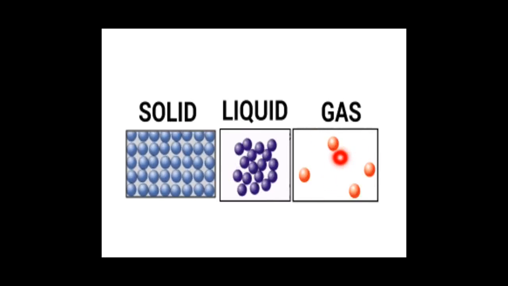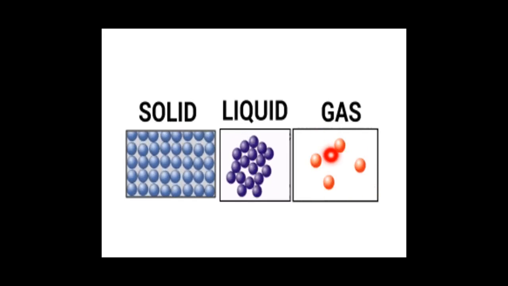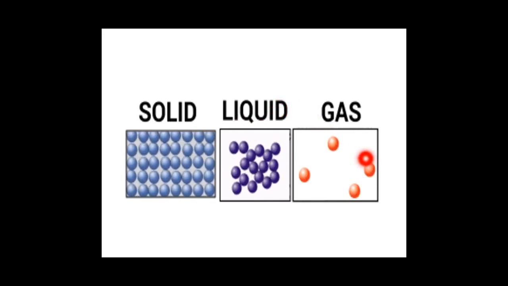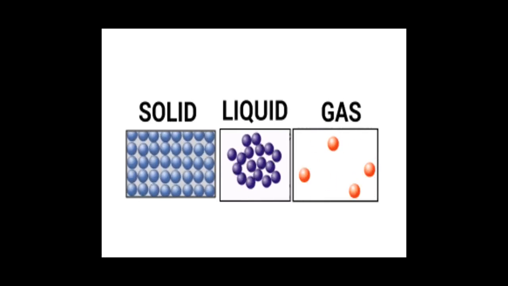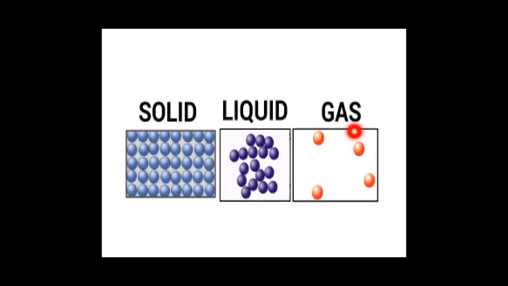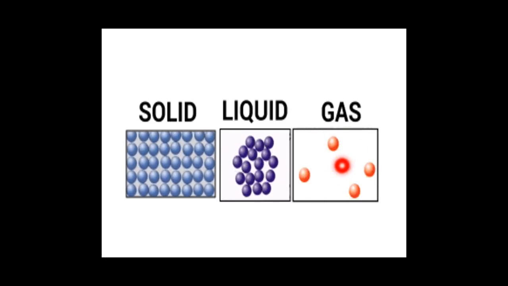Gases have the weakest intermolecular forces as compared to solids and liquids. They have maximum intermolecular space as compared to solids and liquids. They do not have definite shape, size or volume. They can flow and take up the entire available space. They can be compressed very easily.